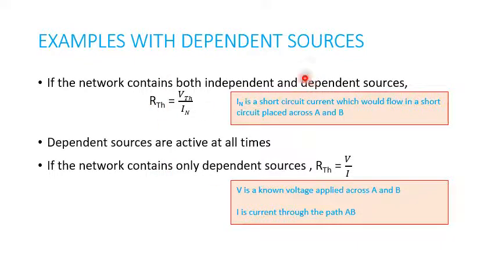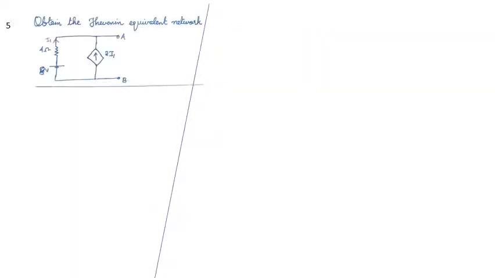So if the given network has both independent and dependent sources, we can use this equation, where IN is short circuit current between A and B. And if the given network contains only dependent sources, we can use this equation where V is a known voltage applied across A and B and I is the current through the path AB. Let's start with an example.